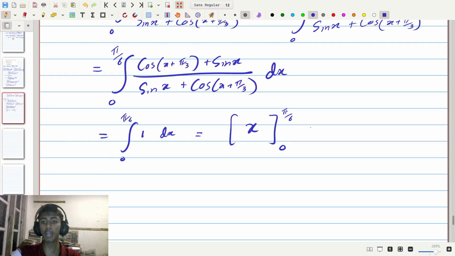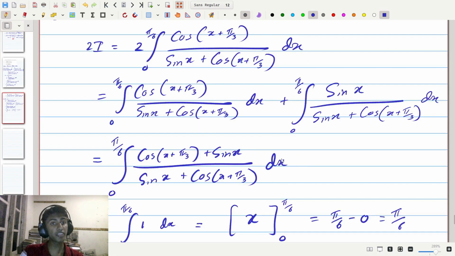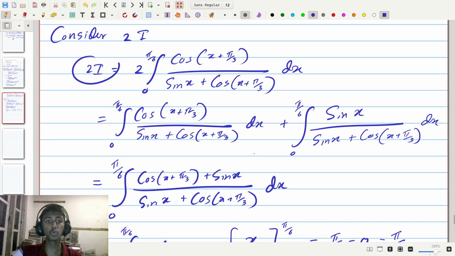So now if we evaluate this, when x is equal to pi by 6, this thing on the inside is going to be pi by 6, so we have pi by 6. And when x is equal to 0, we have 0, so that means we have minus 0, which is equal to pi by 6. Now note, this value of pi by 6 that we just obtained is 2 times I.